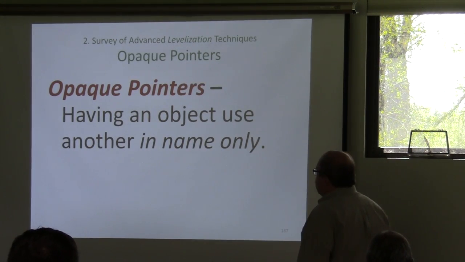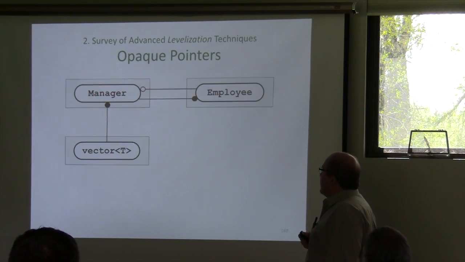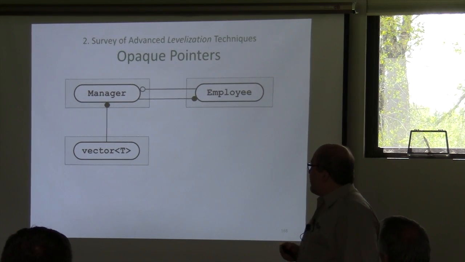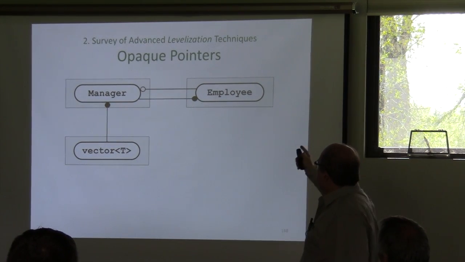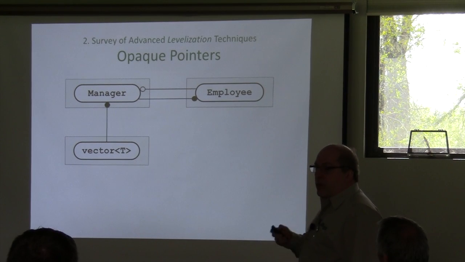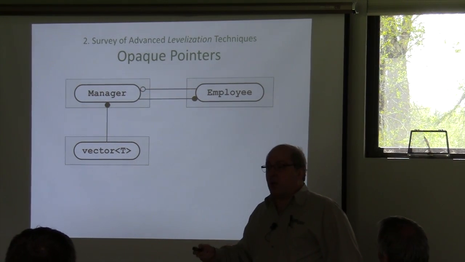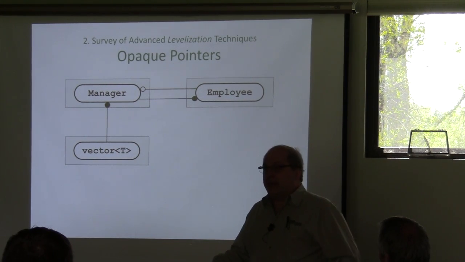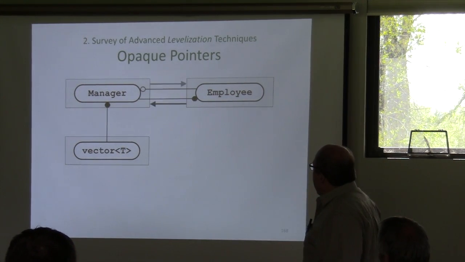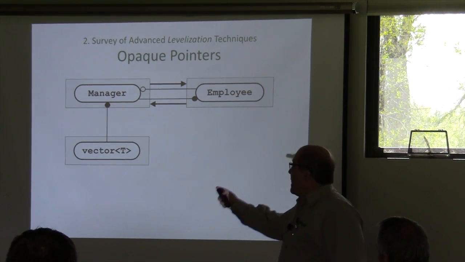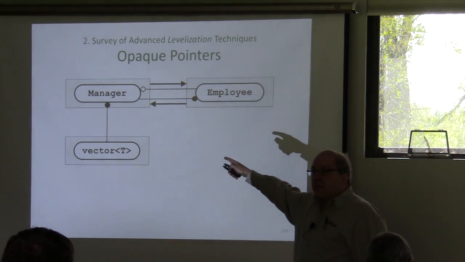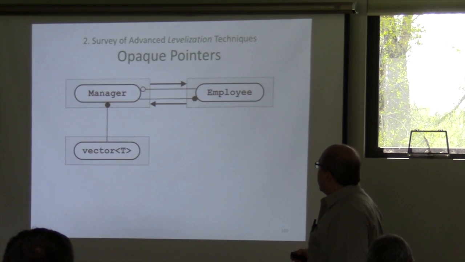Opaque pointers. Having an object use another in name only. So I have a manager and an employee. And I have my vector over there. And the manager has a bunch of employees. And if I go to an employee and say, how many people are in your group? Well, the employee is supposed to answer. That's the idea. But there's a problem with that because the manager knows about the employee, and the employee has to know about the size of the vector in the manager's world, and that's a cycle. So how do you deal with it?